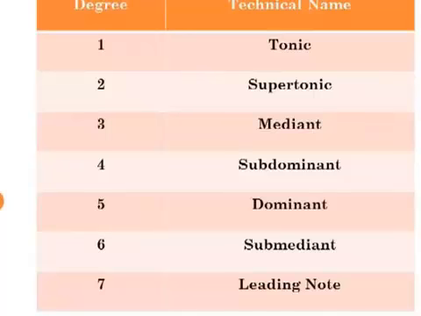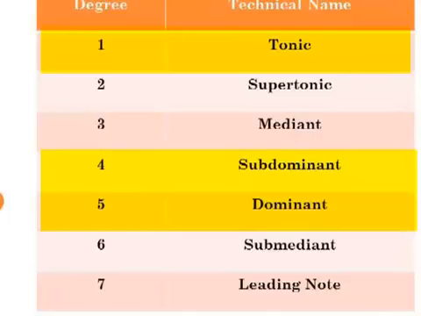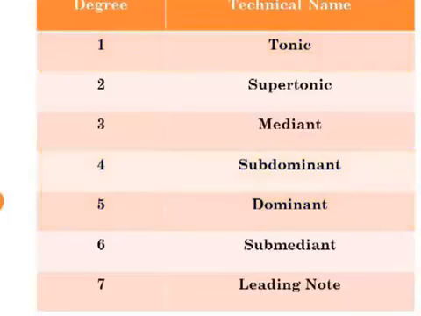The 3 most important degrees of the scale that you've already learned are the tonic, which is the 1st degree, the dominant, which is the 5th, and the subdominant, which is the 4th. The supertonic is the 2nd degree of the scale, mediant is the 3rd, submediant is the 6th, and the leading note, which you already know, is the 7th. So when you say it in order, you have tonic, supertonic, mediant, subdominant, dominant, submediant, leading note.